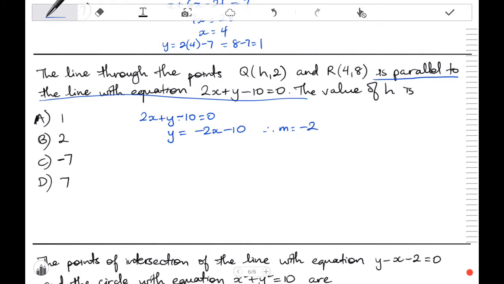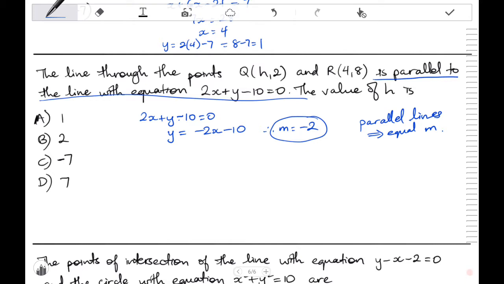Now, in the previous example we did, they used perpendicular, so we had to find the negative reciprocal. Here, they said it was parallel to this line. So this will be the value of m that we'll be using now, because parallel lines have equal gradients. Equal. Right? So, what is the point? Alright, so we have equal gradients.